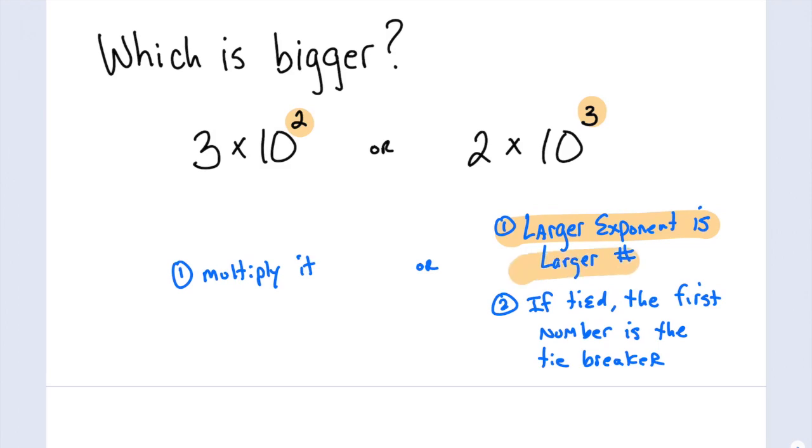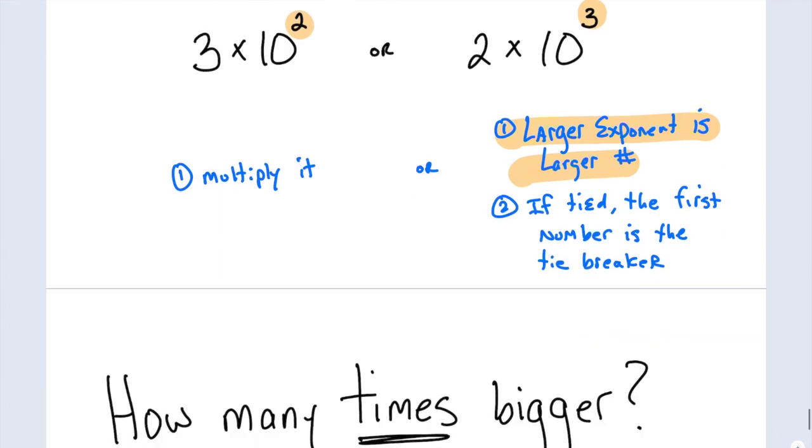So now all of a sudden with no math work at all, I just have to look. 3 is bigger than 2, so the second number is bigger than the first. Now, if there's a tie, like they're both the same, then you go ahead and look at the first number and make that your tiebreaker. But there's 2 strategies for deciding which number is bigger or smaller.